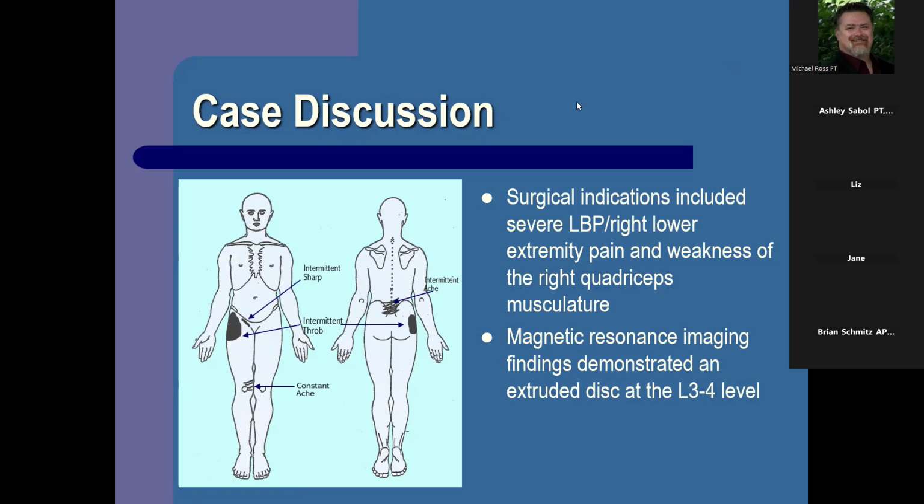He also had weakness in his quadriceps. You think about the L3-4 disc, and I'll show it to you again in a second. That is going to contact or compress the L3 nerve root, which innervates the quadriceps. So we know that his quadriceps were weak, and his MRI showed a large herniation at the L3-4 level.